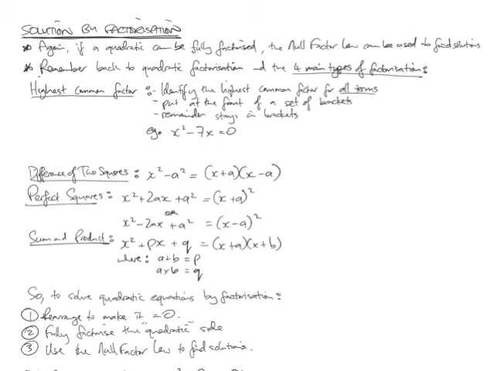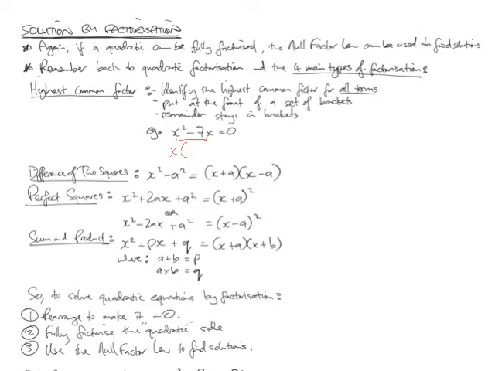You have to remember back towards the start of the year, there were four main types of factorization. That was highest common factor factorization. That's where you identify the highest common factor for all the terms you've got, put that highest common factor at the front of a set of brackets, then the remainder of the terms stays in the brackets. So if you've got x squared take 7x is equal to 0, what's the highest common factor of these two terms? It's going to be x. So that goes out the front of a set of brackets.